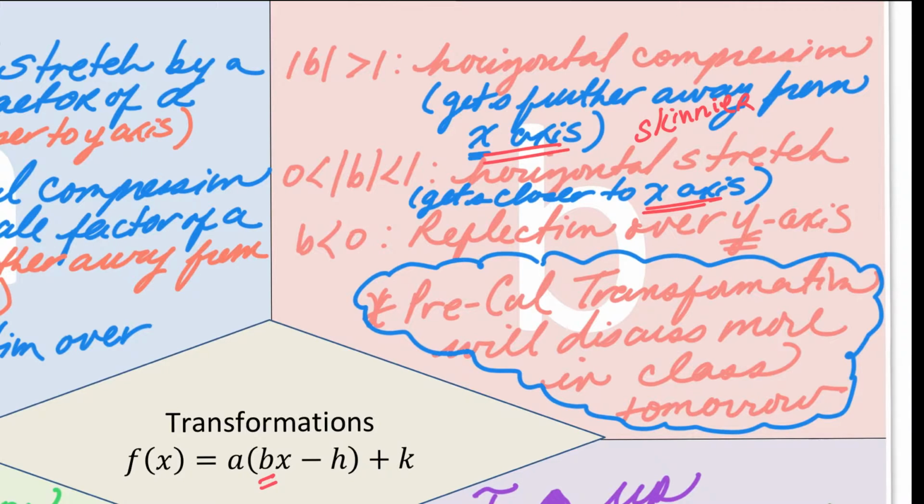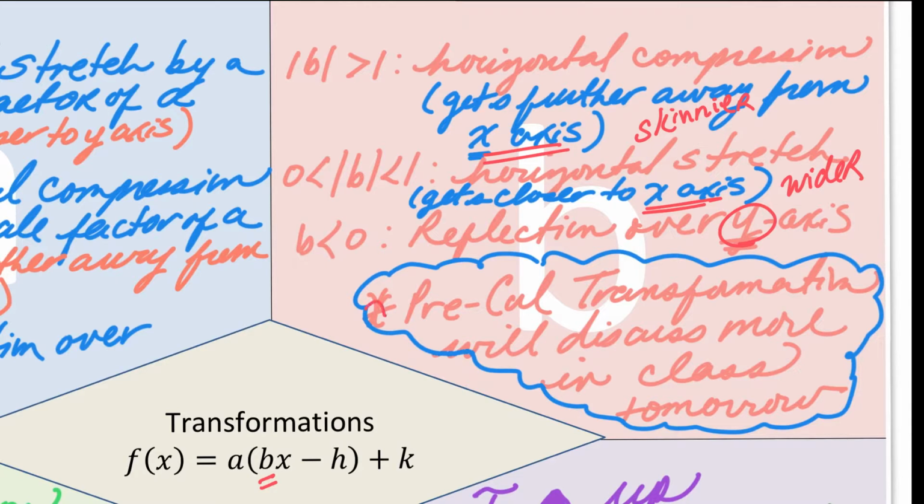If the absolute value of b is between 0 and 1, we're going to call that a horizontal stretch. Regardless of the function, whether it's an absolute value or a quadratic or even a trig function like sine or cosine, it's going to stretch that function out along the x-axis, and the function is going to look wider. And again, if b is less than 0, we would say it's a reflection over the y-axis this time. It's going to do a horizontal reflection over the y-axis.